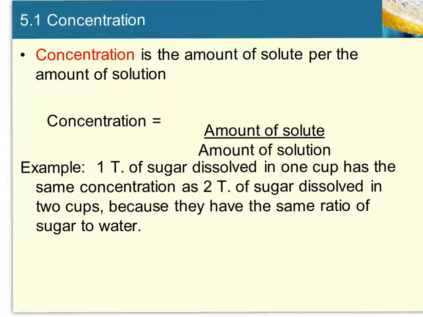So here the example is 1 tablespoon of sugar dissolved in 1 cup of water has the same concentration as 2 tablespoons of sugar dissolved in 2 cups of water, because they have the same ratio of sugar to water. My sugar is my solute, my water is my solvent, resulting in a solution. Now, the reason why it says amount of solute over amount of solution is because the solute is the one thing, the solution is the two of them combined.